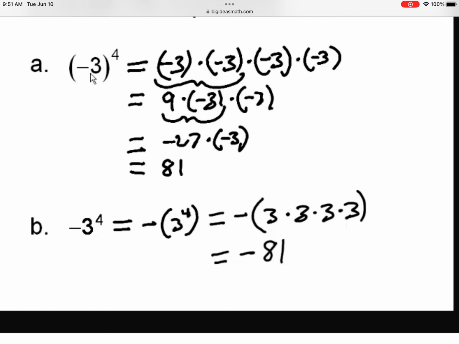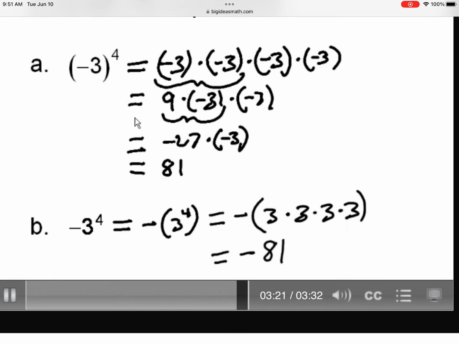Notice in part A, the value of the power negative 3 to the fourth power was 81. So it makes a lot of difference whether the 4 is on the parentheses or on the number 3. And you need to pay attention to that.